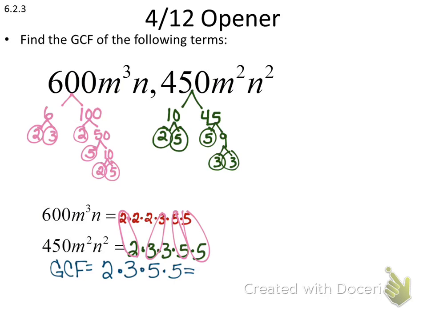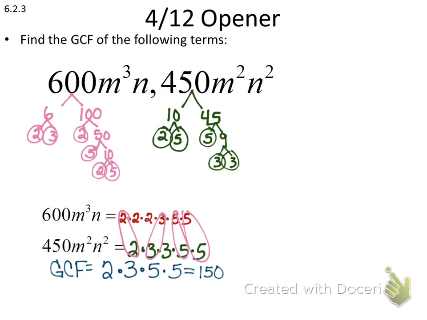So 2 times 3 is 6. 6 times 5 is 30. And then 30 times 5 is 150. So is 150 the greatest common factor of these two numbers I have up here? No. Why not, Vernell? Well, you guessed right. Can somebody tell me why 150 is just not the greatest common factor, Nico?